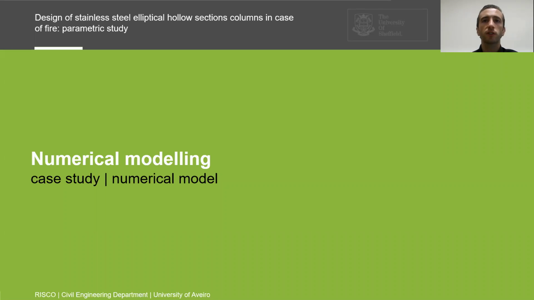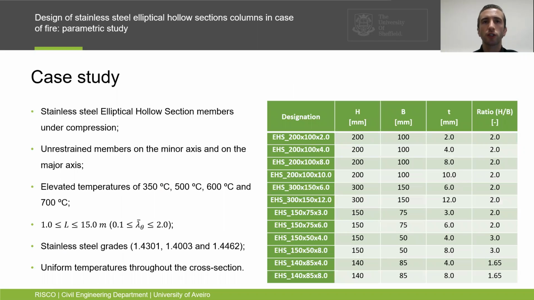Now presenting the numerical study at each stage of its development, elliptical hollow section stainless steel columns for these 12 different cross sections under 4 different high temperatures were considered and restrained on the minor axis or on the major axis. The choice of the temperature of 350 degrees is related to the recommended critical temperature for profiles with class 4 sections when no calculation is made, being the other temperatures chosen for being common critical temperatures in this type of structural elements.